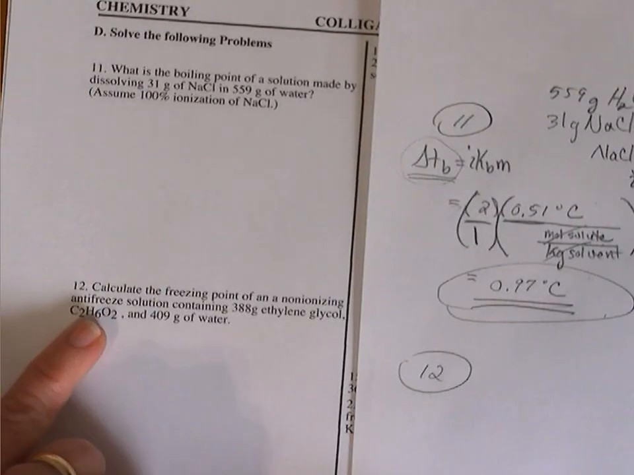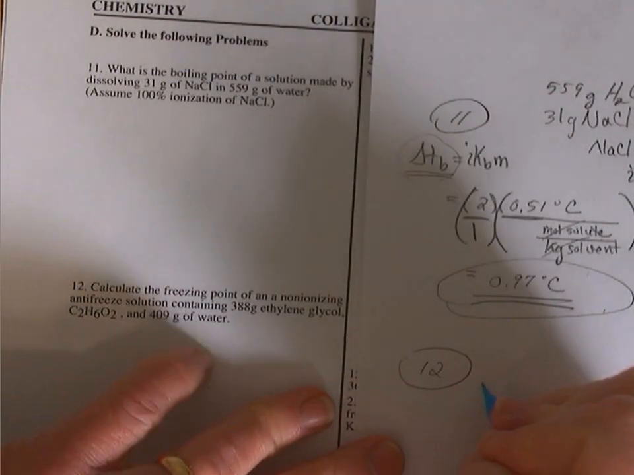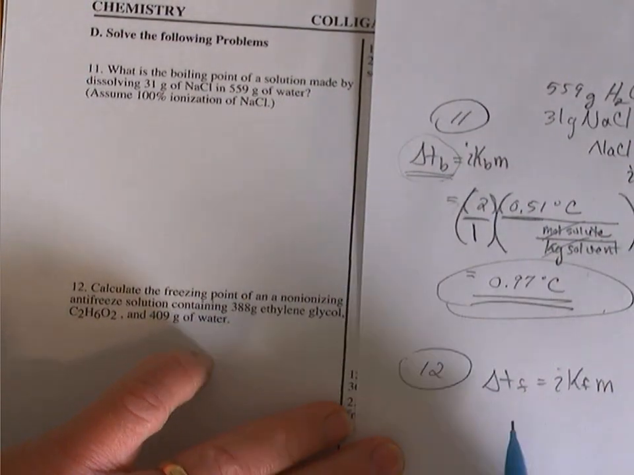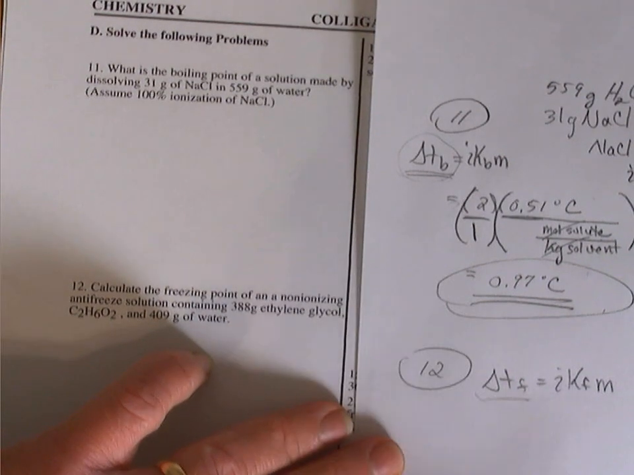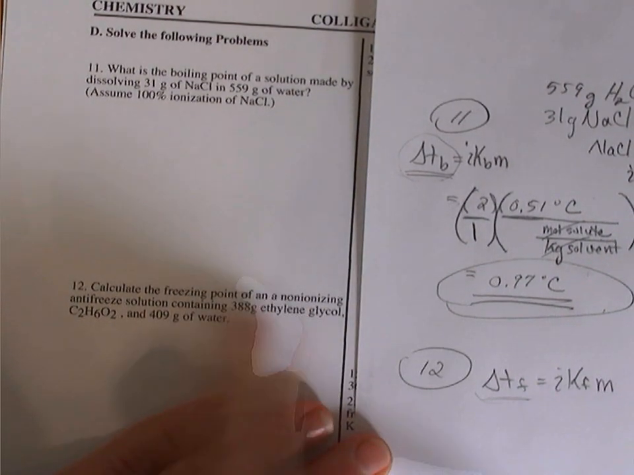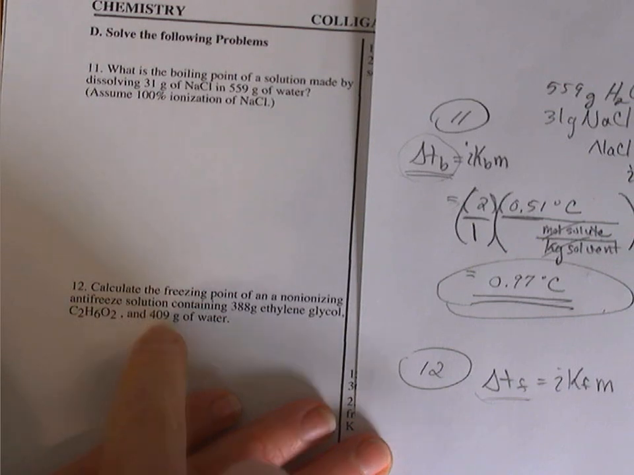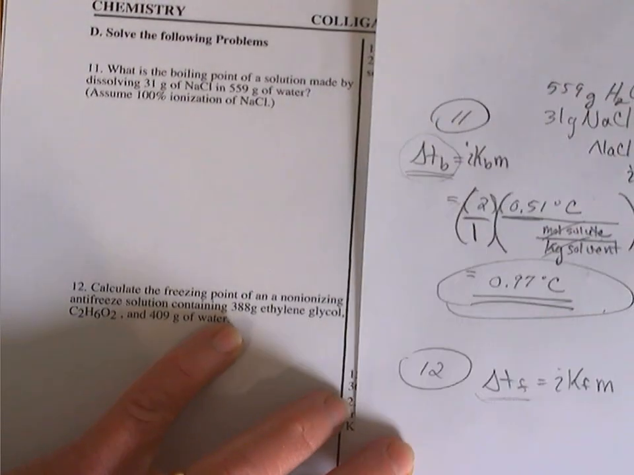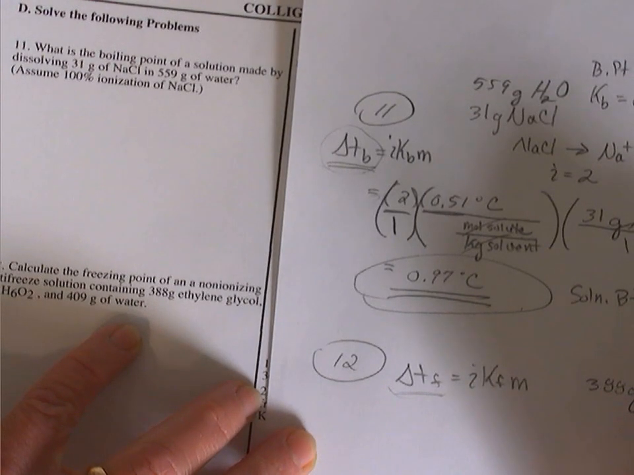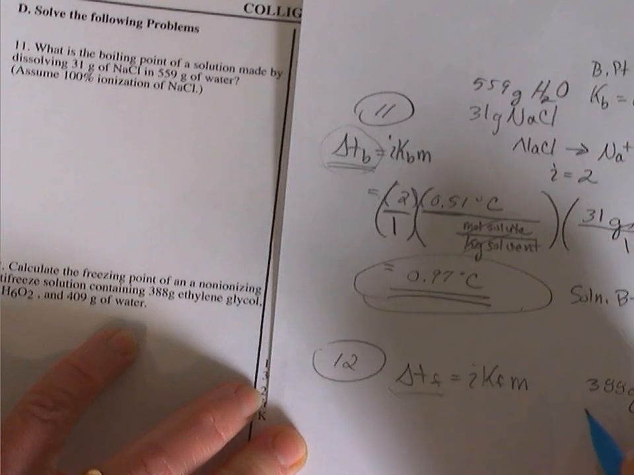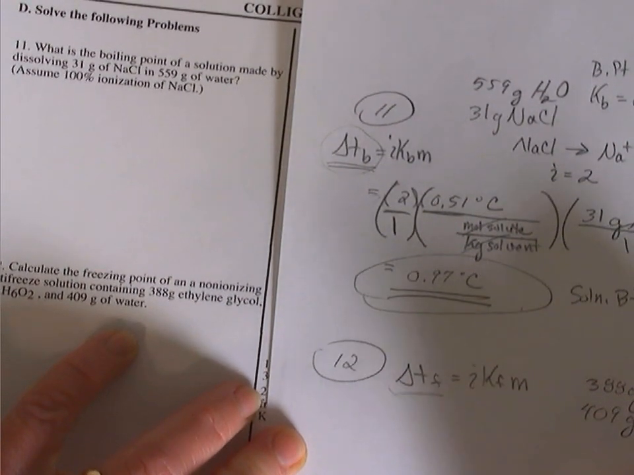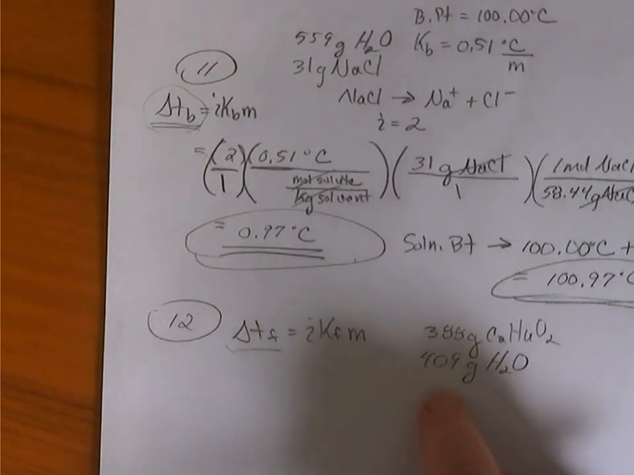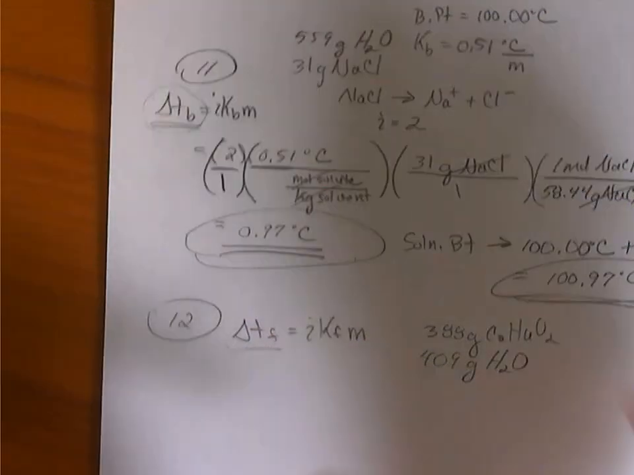Calculate the freezing point. All right, so I know I'm dealing with this. I'm asked for the freezing point, so I know I'll have to find the change and then apply it. Of a non-ionizing antifreeze solution containing 388 grams of ethylene glycol, and that is C2H6O2, and 409 grams of water. All right, so we know that this is in the greater quantity, and so water is our solvent.